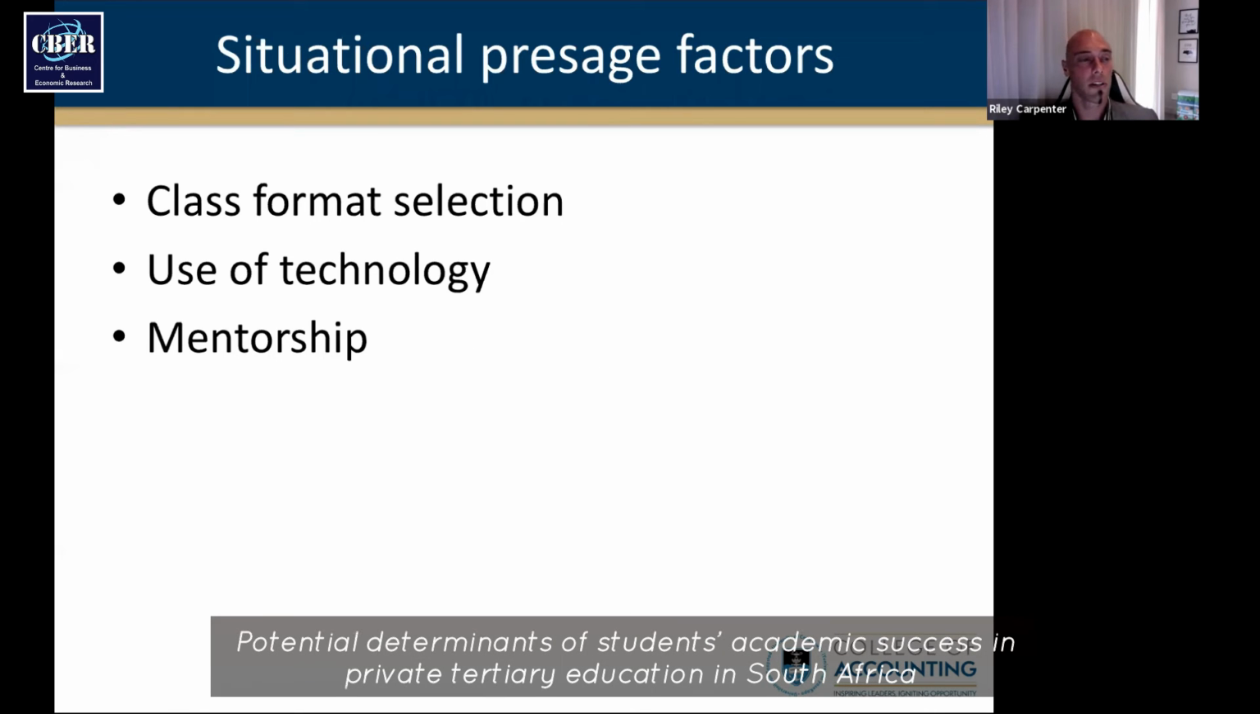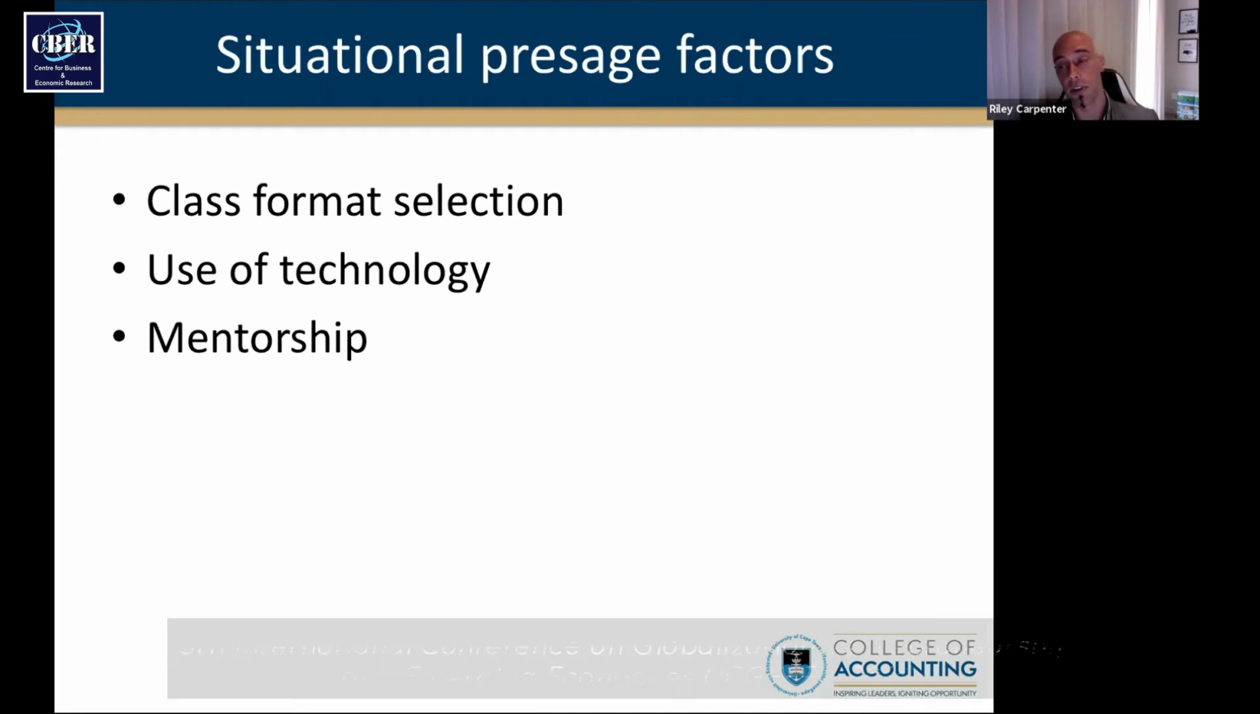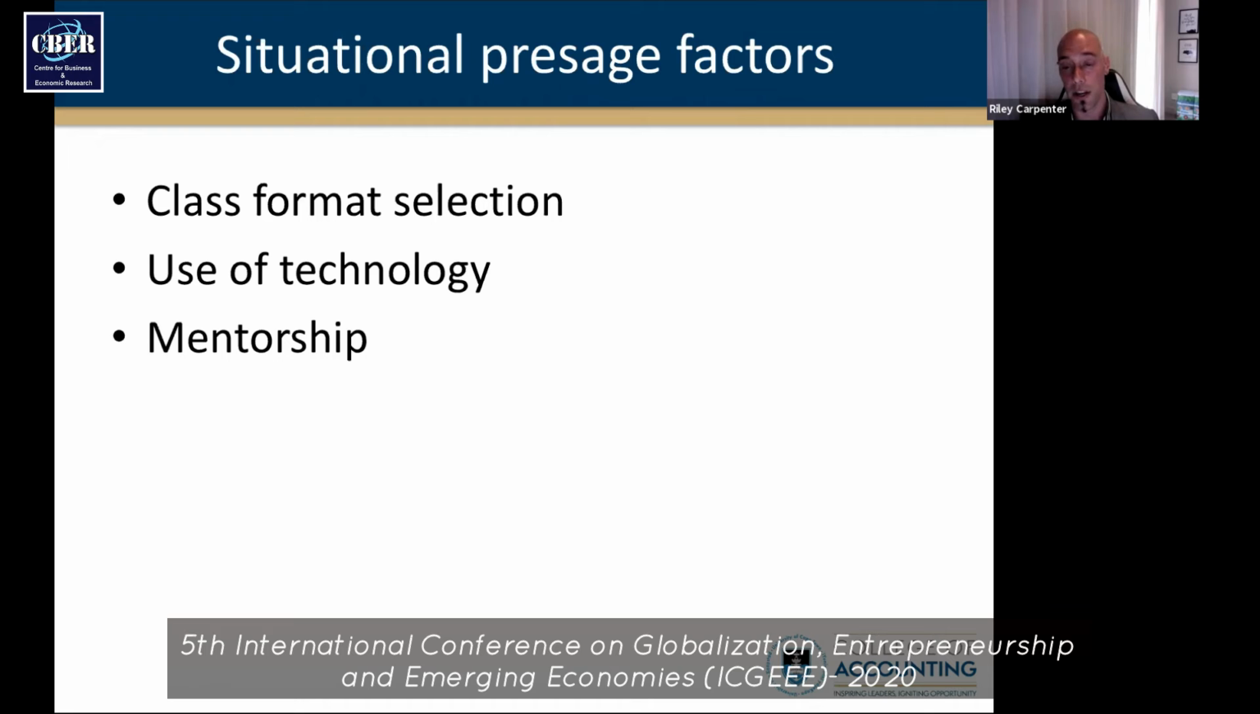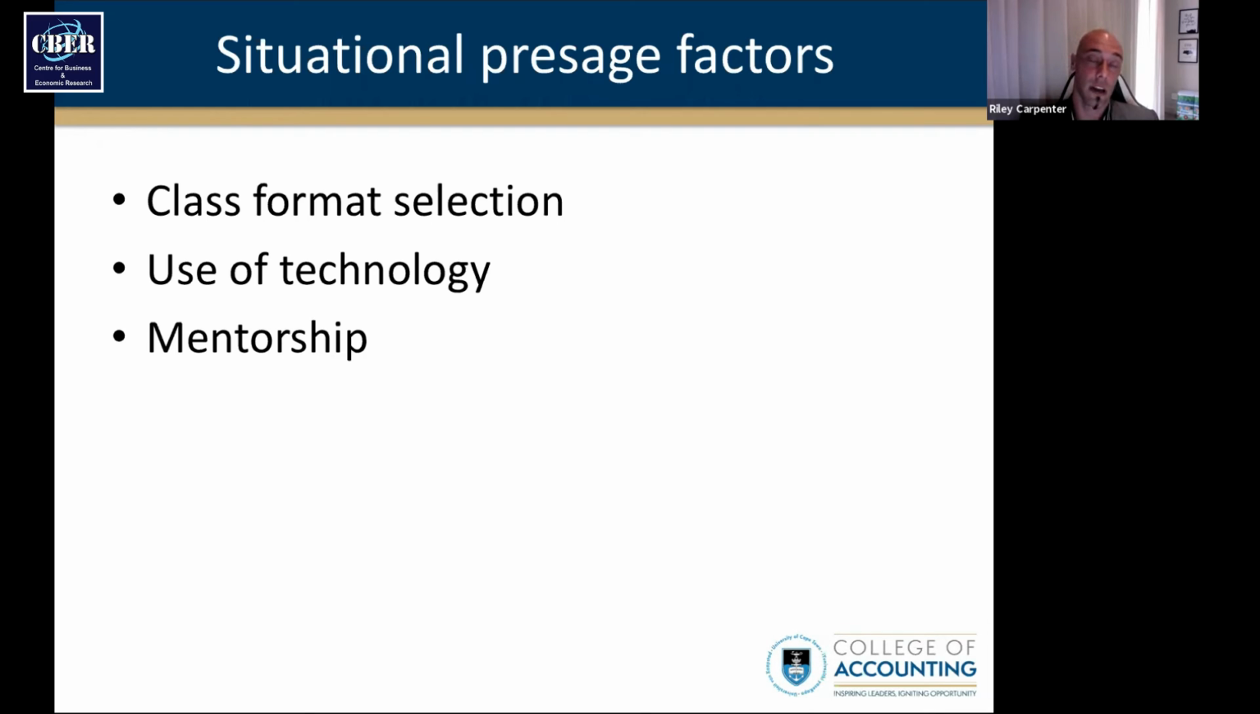Situational presage factors are the class format selection, where we can look at daytime, which is face-to-face, or after hours, which is most often blended learning. There's been limited research in terms of class format. UNISA has done a bit of research in this, but there they looked at part-time students versus full-time students, and they found that part-time students outperformed full-time students.